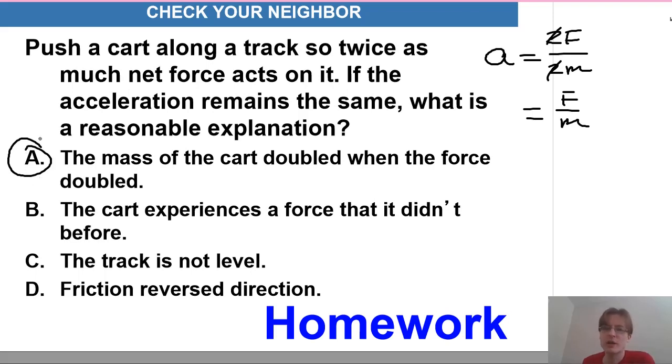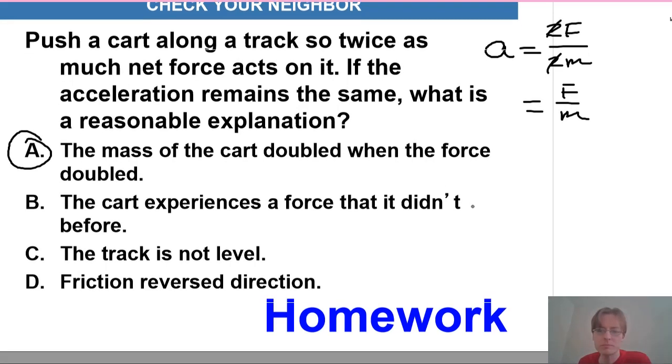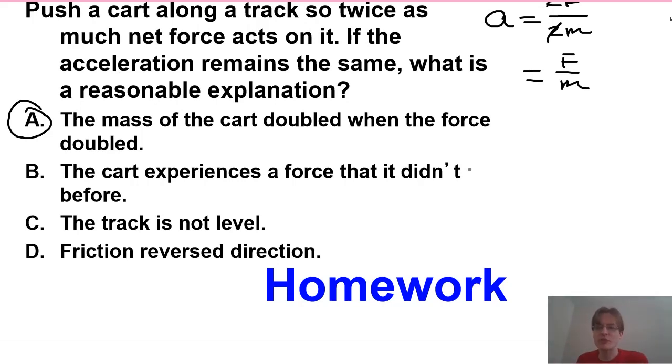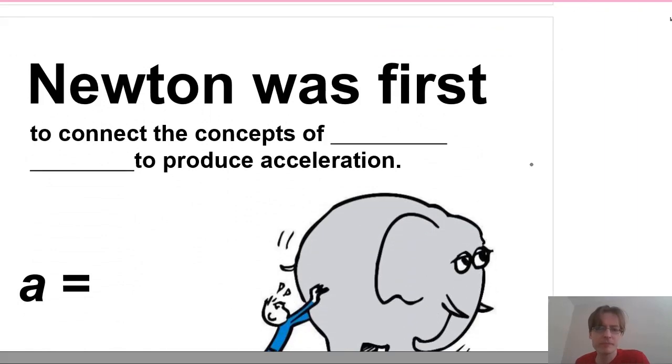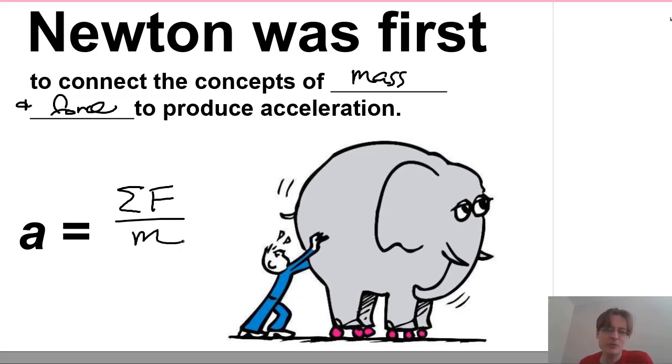So you're pushing the cart, then you push twice as hard, but a bunch of sand fell into the cart and doubled its mass. Then it would be going just as fast. I should say it's going faster and faster. It is accelerating, but the acceleration is the same. You doubled the force, but guess what? The inertia doubled too. It was Newton who first connected the concepts of mass and force to produce acceleration. That acceleration is equal to the net force on an object divided by the object's mass.